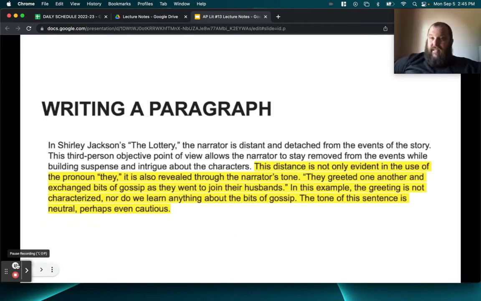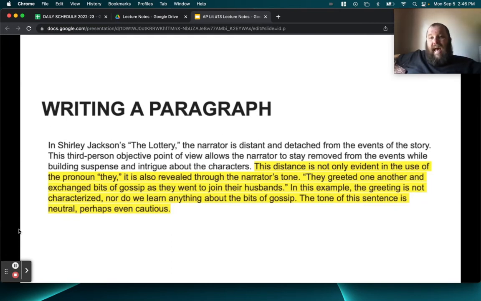But let me read the evidence part to you. So it says this. This distance is not only evident in the use of the pronoun they, it is also revealed through the narrator's tone. Quote, they greeted one another and exchanged bits of gossip as they went to join their husbands. In this example, the greeting is not characterized, nor do we learn anything about the bits of gossip. The tone of this sentence is neutral, perhaps even cautious. Great. Using specific evidence from the text as proof of the original claim, the first sentence.